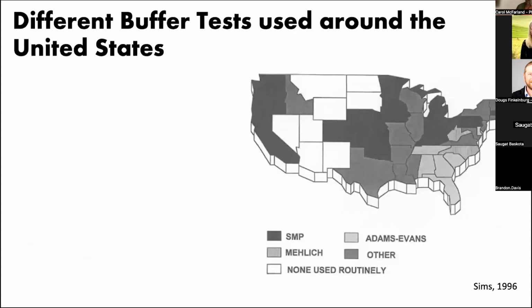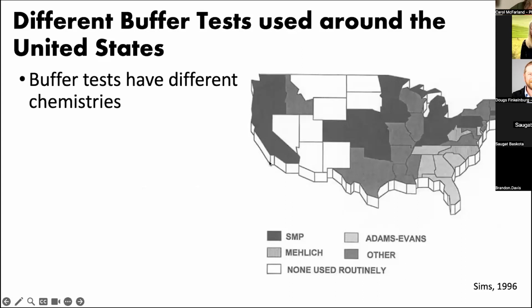So different buffer tests are used around the United States. You can see this map here showing the different names for the buffer tests. We've got SMP, maybe you've heard of that one, Adams and Evans, Mehlich, and then there's several others as well. And this is a pretty old figure here. You can see this was put out in 1996.